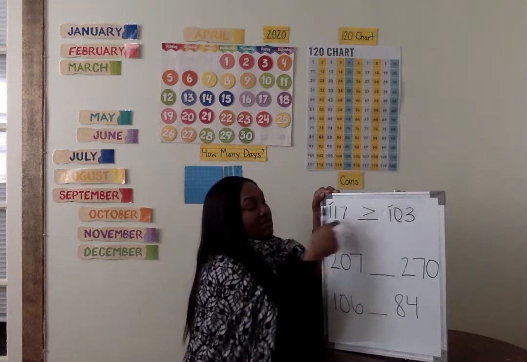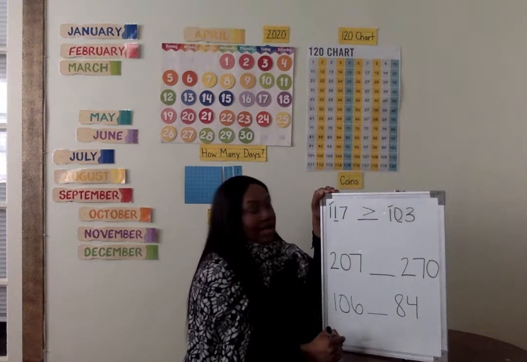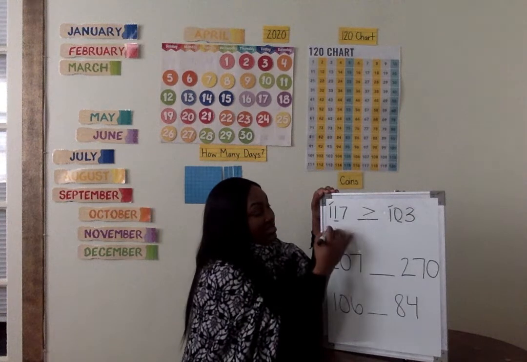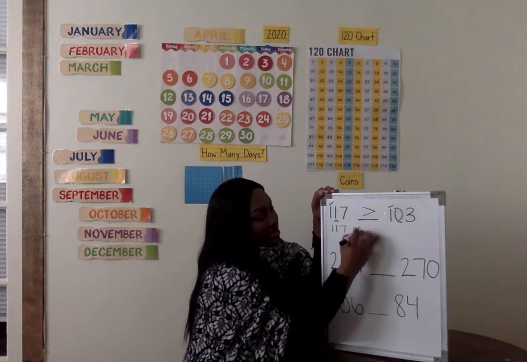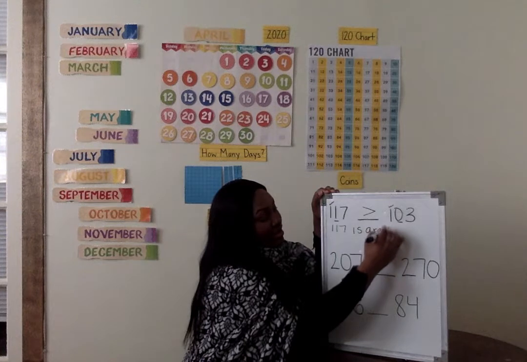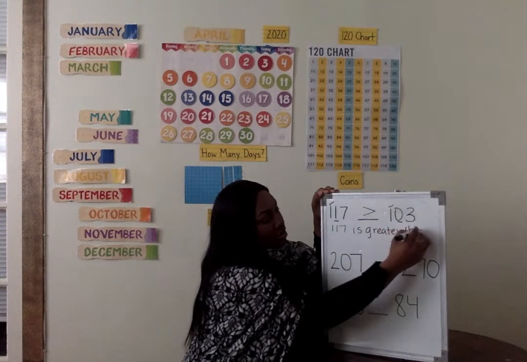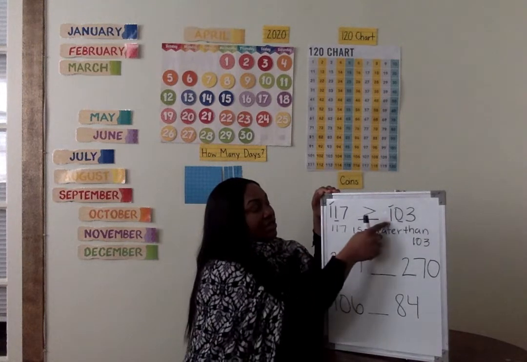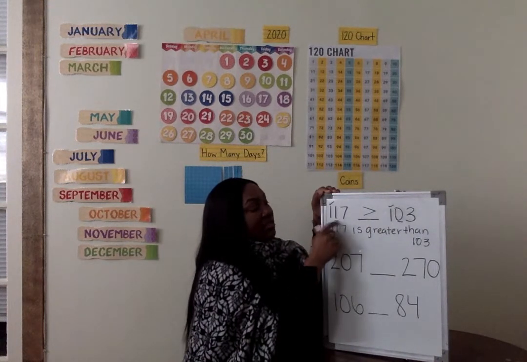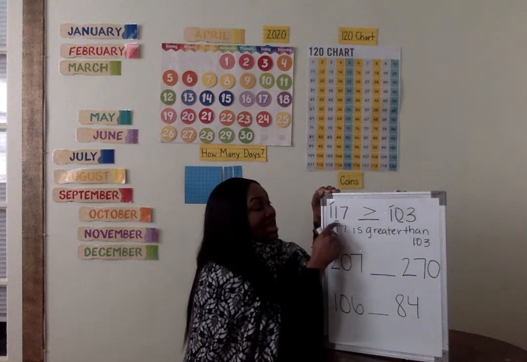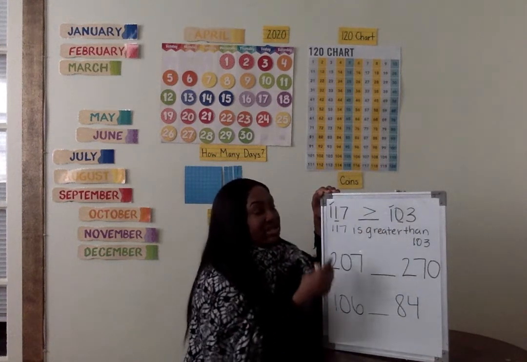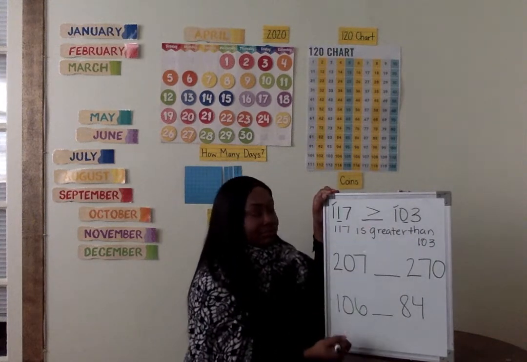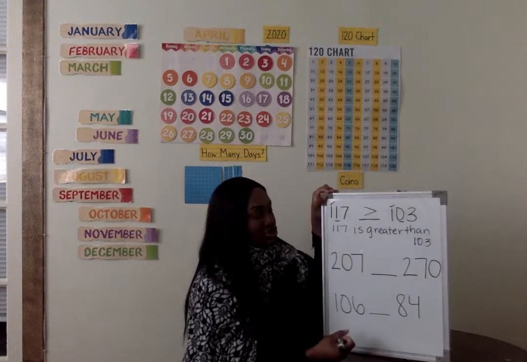So if I was going to read this from left to right, what would I say? That's right. I would say 117 is greater than 103. And I know that because they both share the 1 in the hundreds place, but in the tens place, they have different numbers. And I know 110 is bigger than 010, so the number 117 is greater than the number 103. Let's look at the next two numbers.